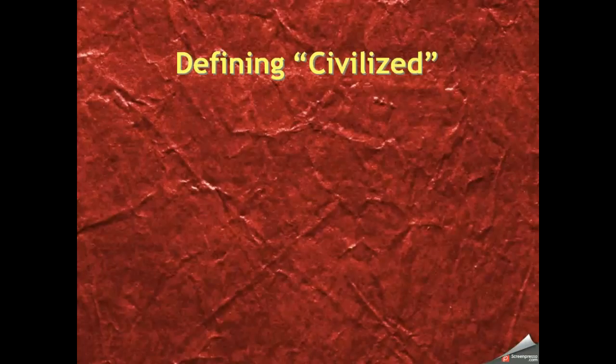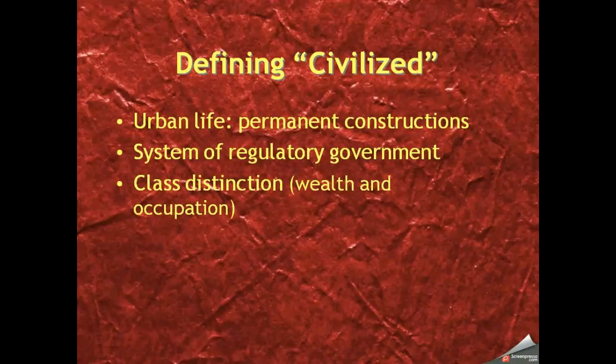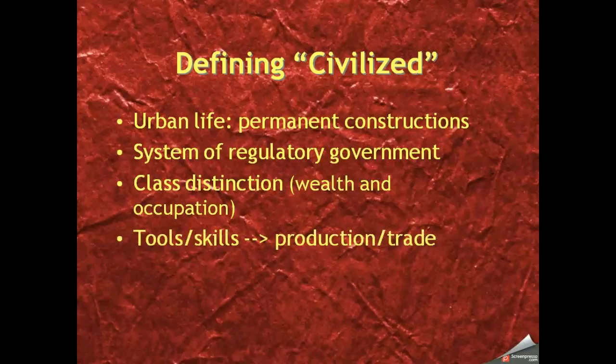It's good for us to define what we mean by civilized. When we talk about civilized, we're talking about urban life, permanent constructions, a system of regulatory government, class distinction. We have wealthy people and people who work jobs. We also have people who work with tools and the development of tools and using their skills, and this allowed them to produce things which they could use to trade with neighboring towns and other civilizations in the absence of money. Written communication was a huge advancement.